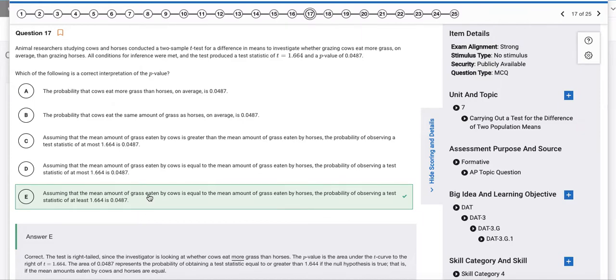So it would be answer E. It's of at least 1.664 or above. Okay, not at most. At most would mean shading the left side, the lower tail.